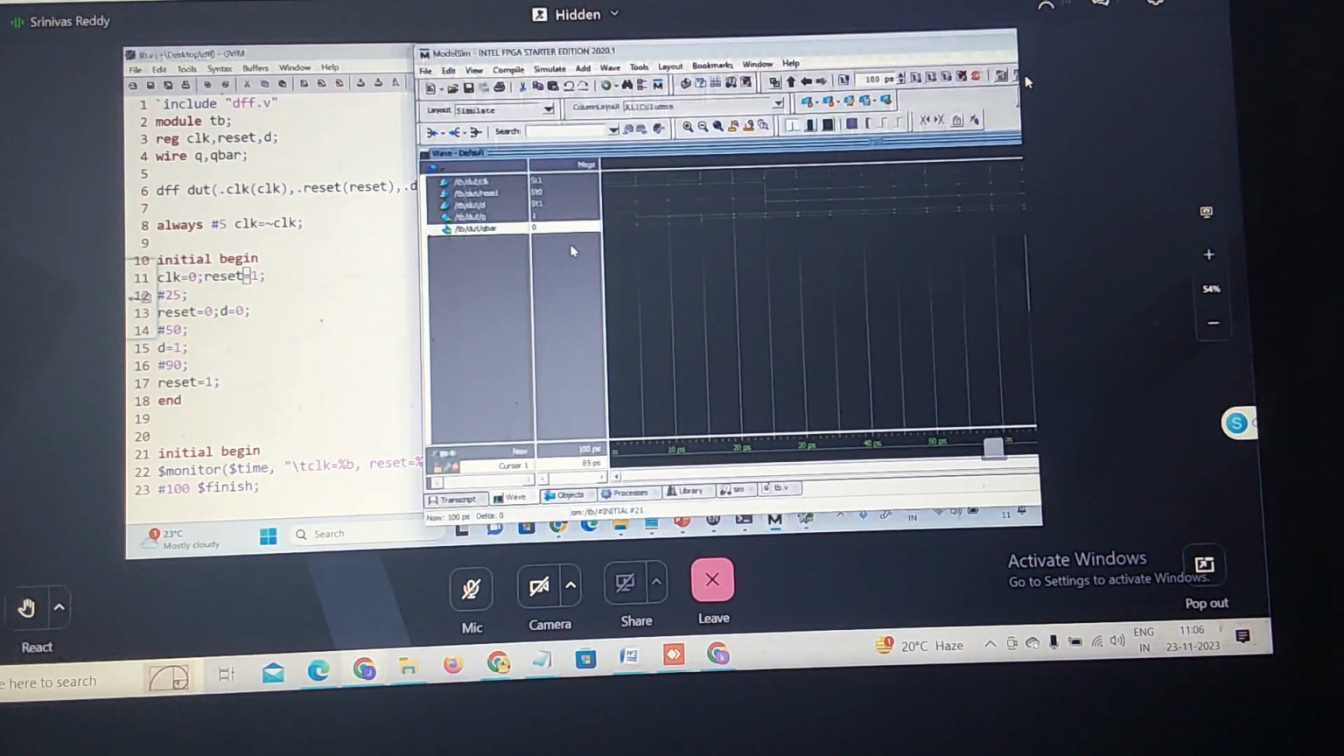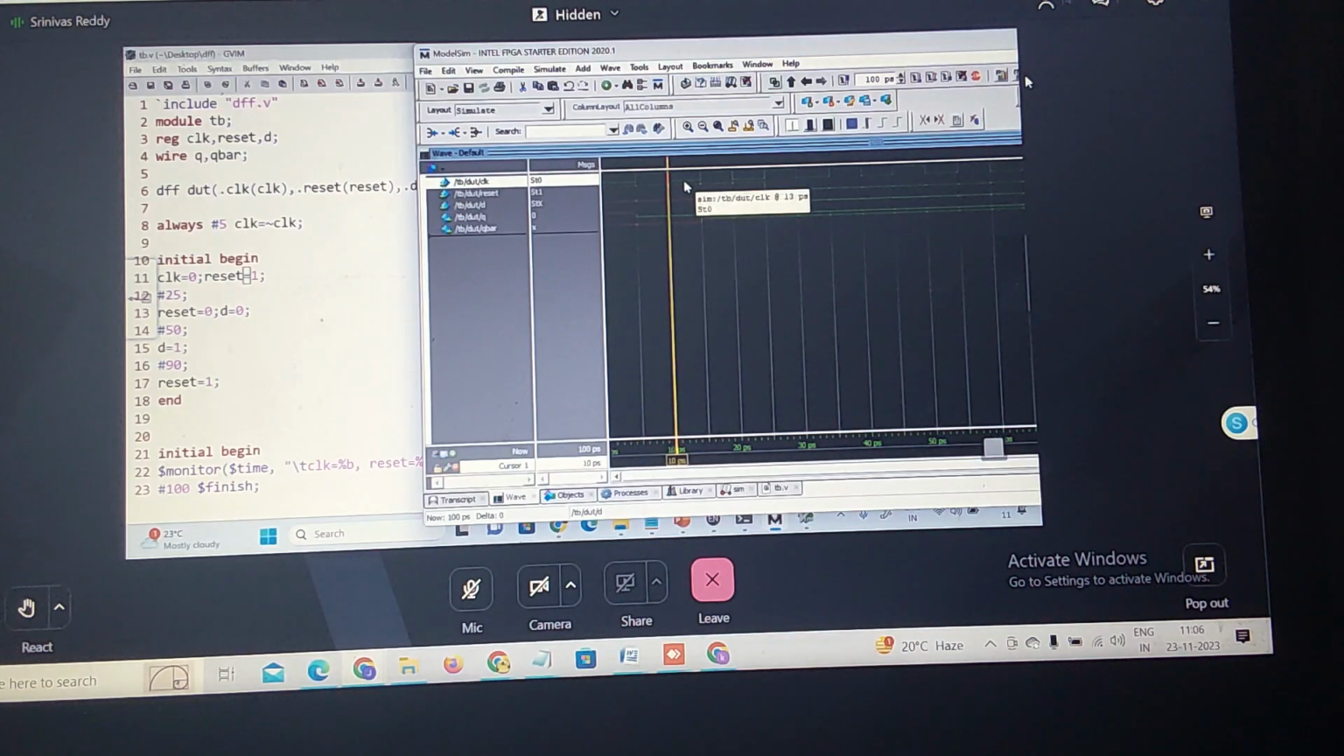Now let us come to this point. This is at time t is equal to 0. What is my clock? Clock is 0 up to timestamp 5. At the 5 timestamp, what will happen? Clock is complemented. This is how the clock is generated. Initially the clock is 0; at the 5 timestamp, what happens? Complementing the clock means the clock becomes 1. Again after the next 5 timestamp, clock is 0. Again, at the next 5 timestamp, clock becomes 1. You need to understand this.